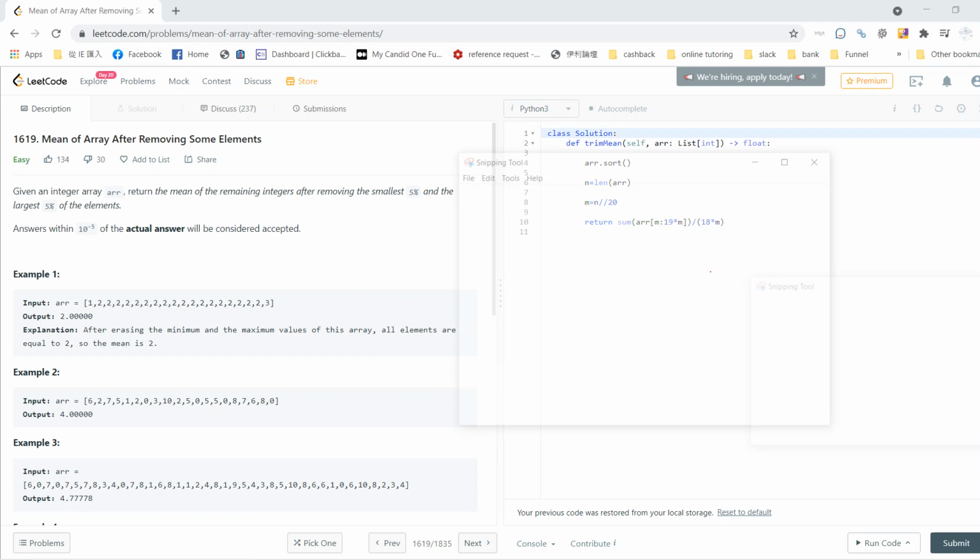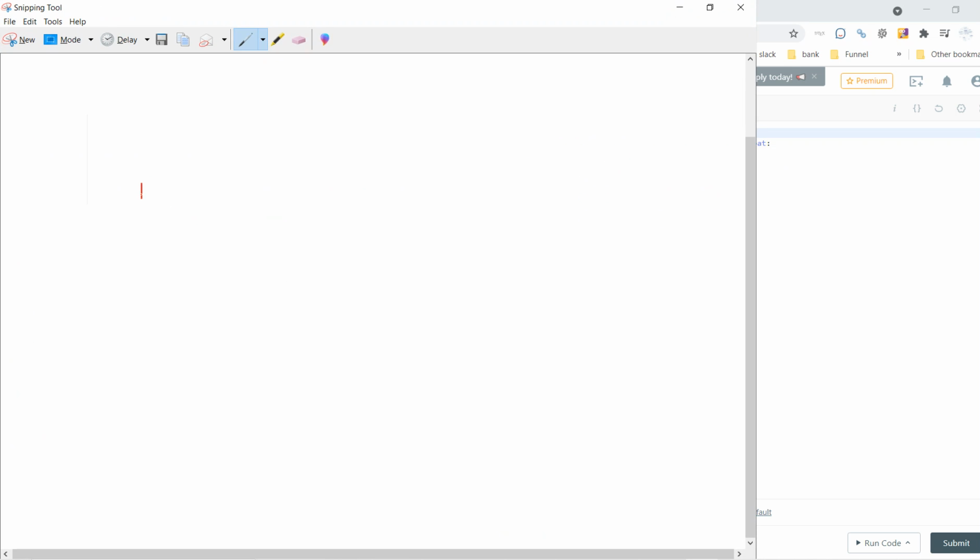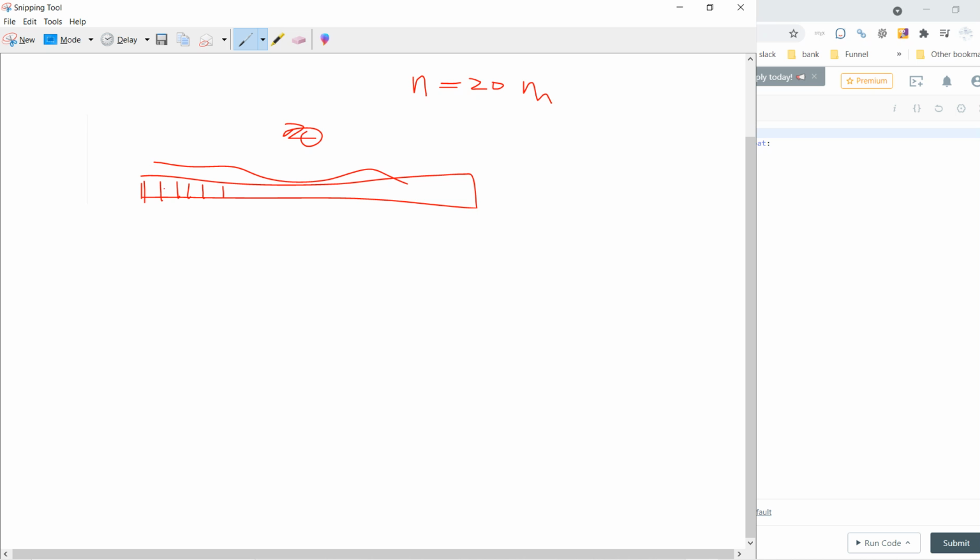So basically the first 5%, we can separate this array. Let's say the array length is a multiple of 20. So let's say the array length is n. Let's call it 20m, right? So the first 5% is the first m, the first m section, and the last 5% is the final m, right?